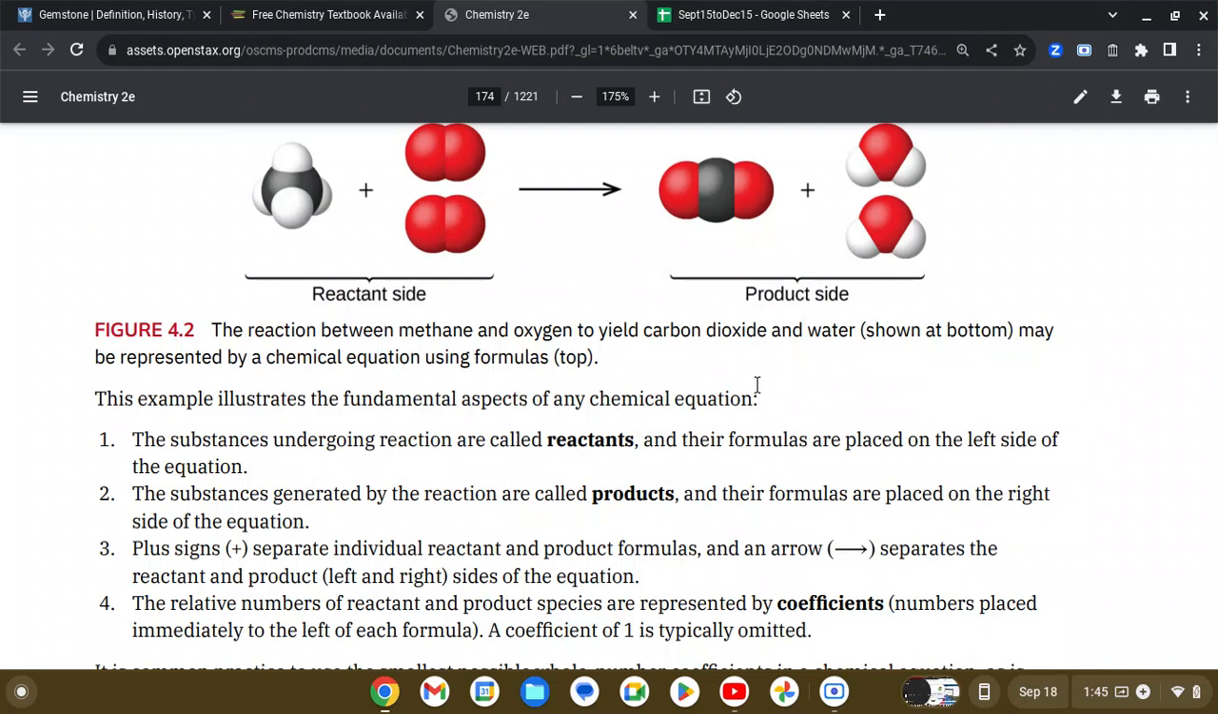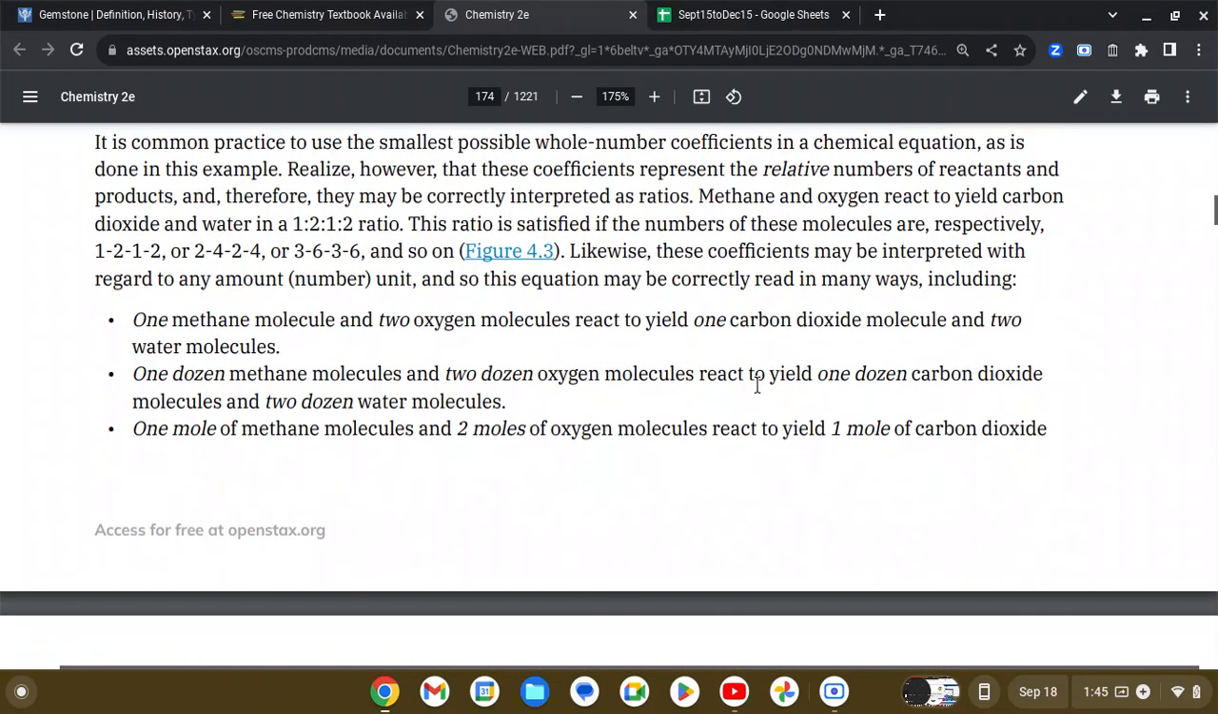2. The substances generated by the reaction are called products, and their formulas are placed on the right side of the equation. 3. Plus signs separate. Oh, did that already. 4. The relative numbers of reactants and product species are represented by coefficients, numbers placed immediately to the left of each formula. A coefficient of 1 is typically omitted. It is common practice to use the smallest possible whole number coefficients in a chemical equation, as is done in this example.